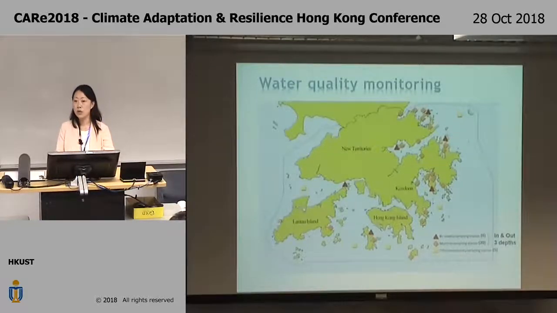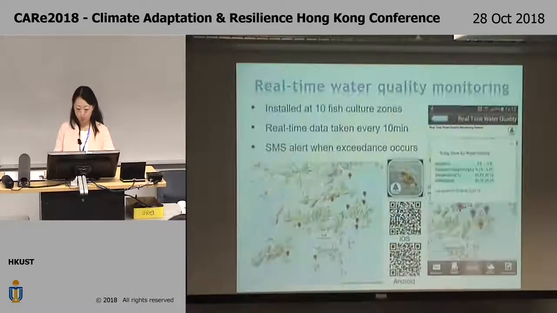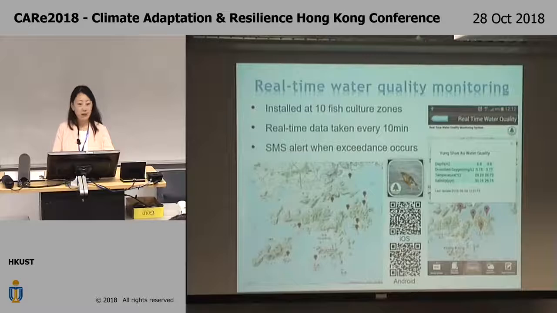Every time we take samples inside the fish culture zone as well as outside, and then do nutrient analysis, E. coli, bacteria, pH, and physical parameter measurement. But we think that's not enough, because with the frequency that we are monitoring, up to weekly, we still cannot capture the changes within the week.